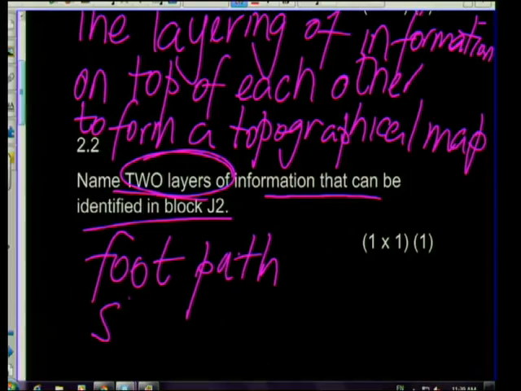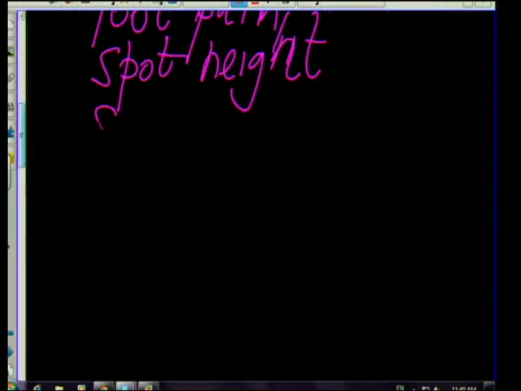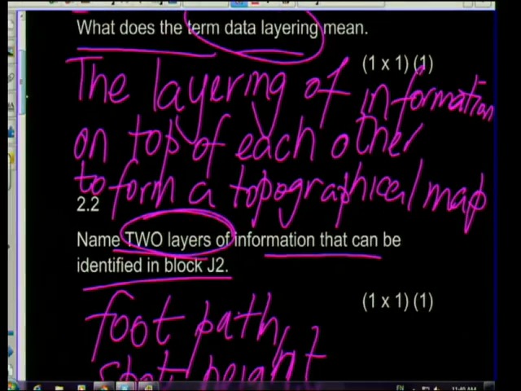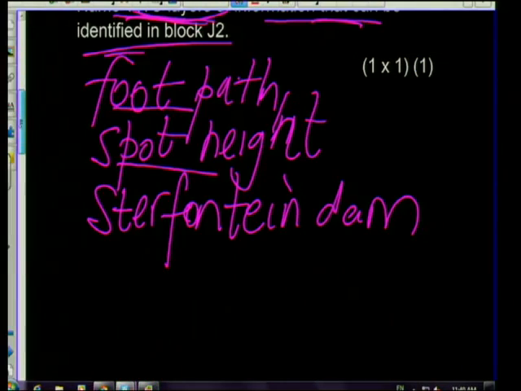I'm going to put the spot height, which is a point object, as well as the Stakfontein Dam, which is an area object. So these layers of information that can be identified in block J2 are the footpath, the spot height, as well as the Stakfontein Dam. Remember, your footpath represents a line object, your spot height represents a point object, and your Stakfontein Dam, which is the blue area, is your area object. Let's move on to the next question.